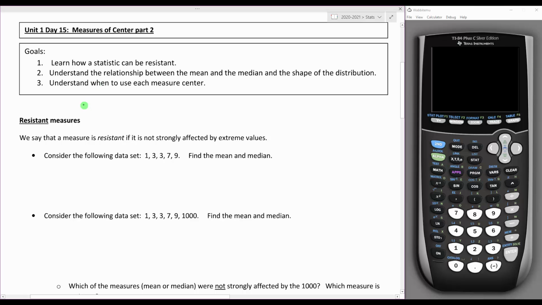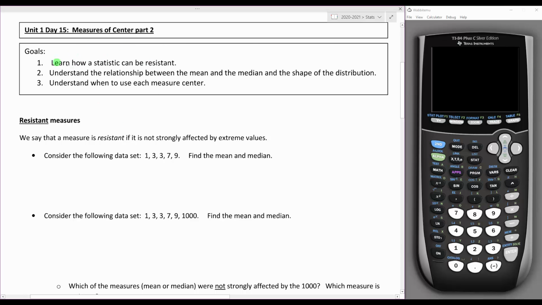We're going to be talking more about the measures of center today, so consider this part 2 of our discussion about the measures of center. Remember that the goal for a measure of center is to find the center or the typical value that would occur in a data set.